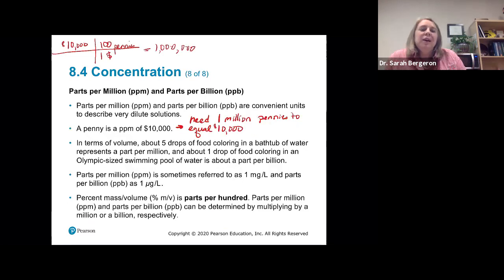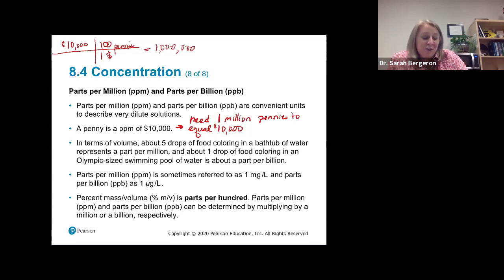All right, last one. The last kind of units that you're going to see are parts per million and parts per billion. So when you look at this, these are really, really good to describe very, very dilute solutions where you only need just a little bit of your solute in your solvent. So one way to kind of easily think about this is that one penny is a part per million of $10,000, right? That means that I need a million pennies to equal $10,000.